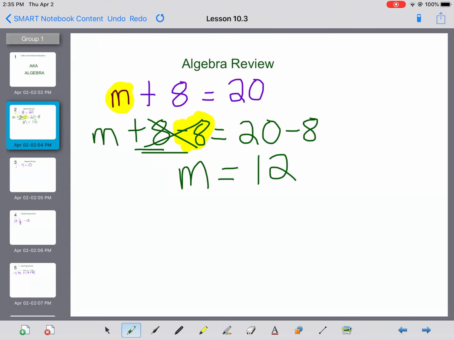If I wanted to, I could put my number 12 back over here in my equation, and I could think to myself, that makes sense. 12 plus 8 does equal 20.